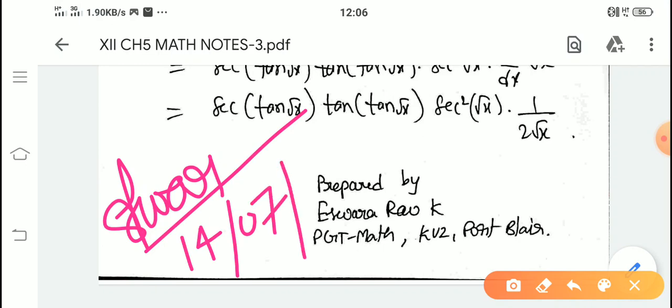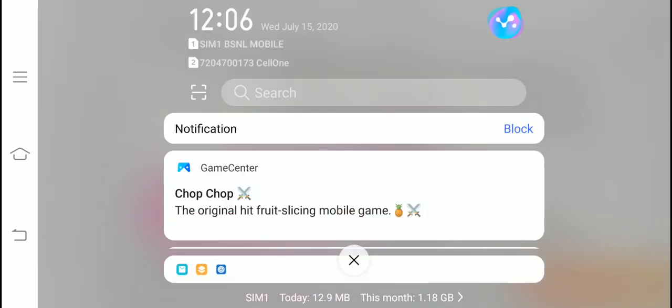Is it 14th or 15th today? Let me check. Today's date is 15th. Sorry.